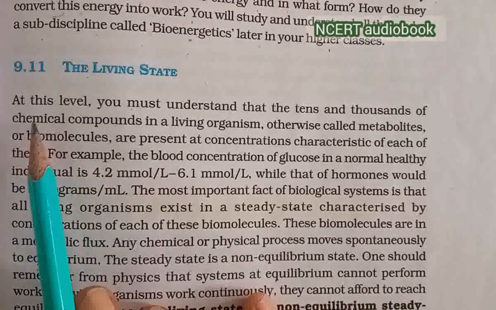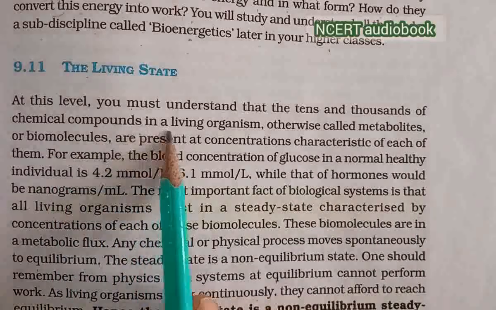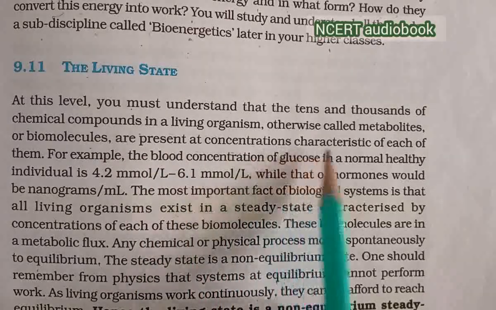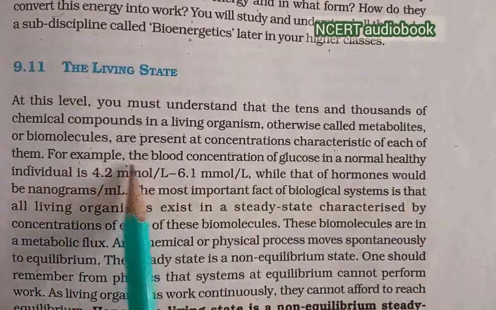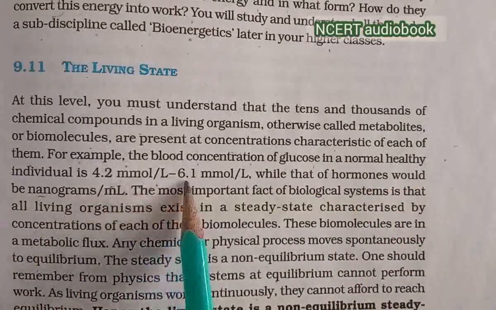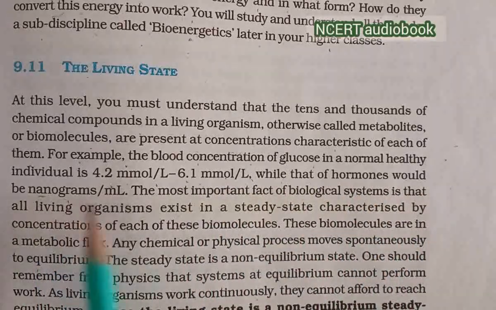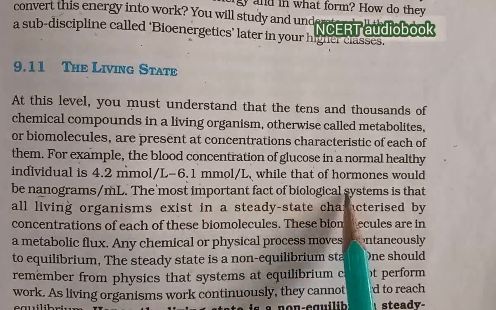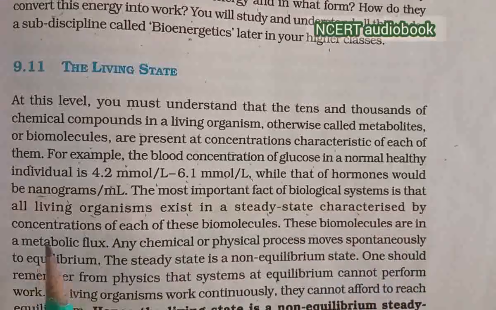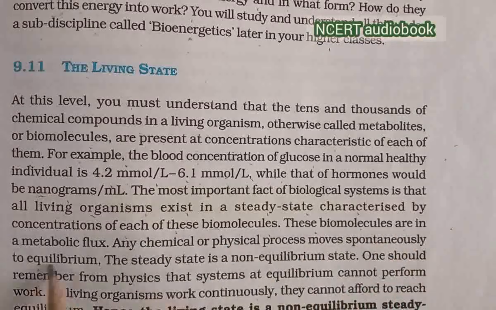The living state. At this level, you must understand that the tens of thousands of chemical compounds in the living organism, otherwise called metabolites or biomolecules, are present at concentrations characteristic of each of them. For example, the blood concentration of glucose in normal healthy individuals is 4.2 to 6.1 millimolar per liter, while that of a hormone would be in nanograms per ml. The most important fact of the biological system is that all living organisms exist in a steady state characterized by the concentrations of each of these biomolecules. These biomolecules are in metabolic flux.